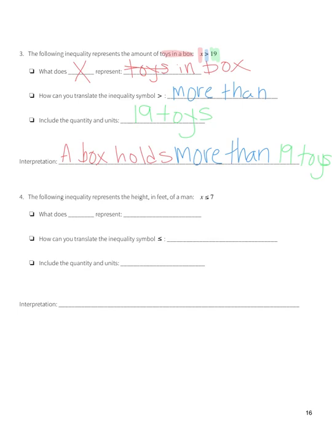Perfect. One more together. The following inequality represents the height in feet of a man. So the first thing that we're going to look at is the inequality. What does X represent? In this situation, X represents the height of the man, right? So I'm going to write this, the height in feet of a man.